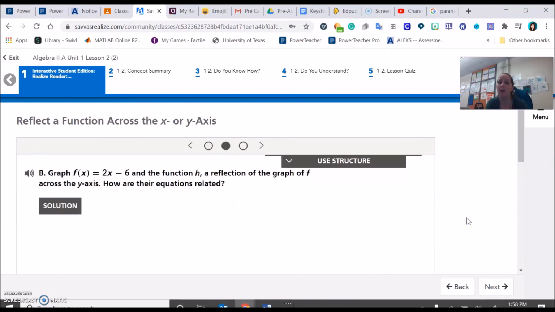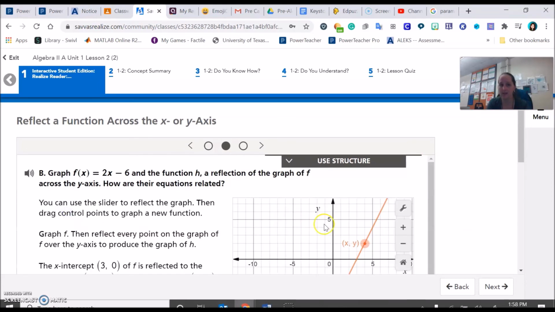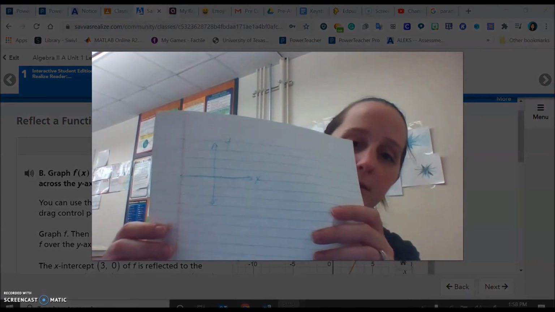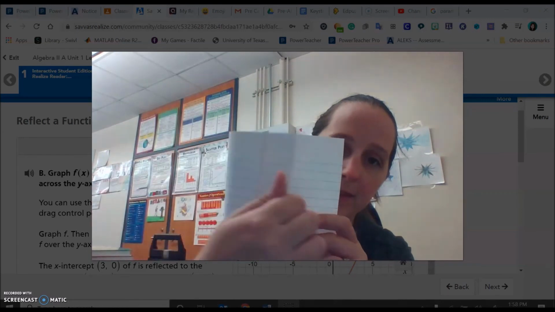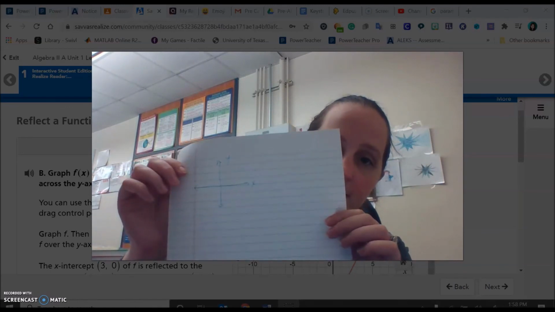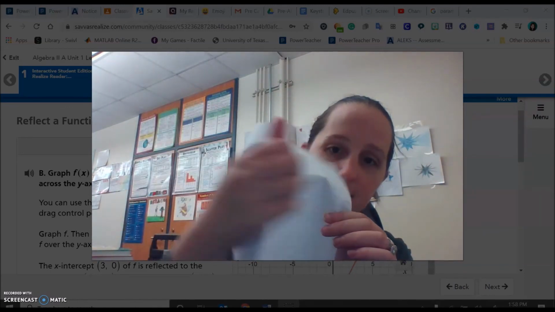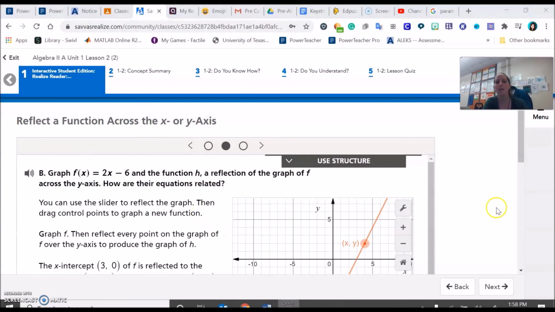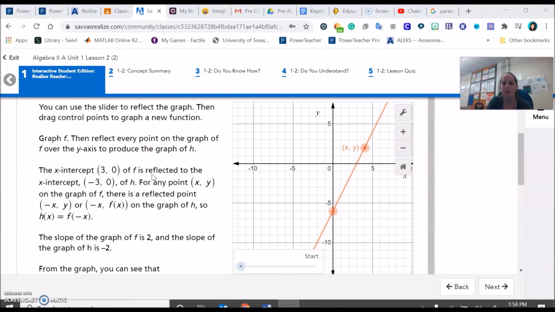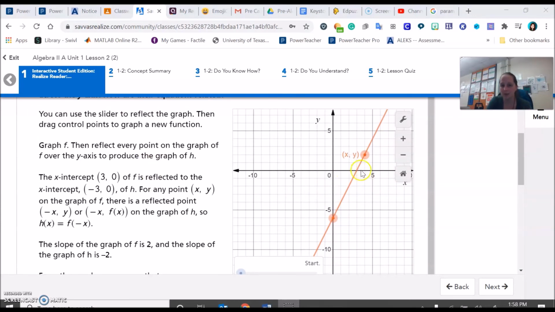So that means if I reflect it across the y-axis, so now I'm reflecting a little graph again. Here's my y, so it's going this way. X goes this way. Y goes this way. Here's my graph. Right now I have an x-intercept right there at (3, 0). If I'm reflecting across the y-axis, it would make sense that it would be (-3, 0).